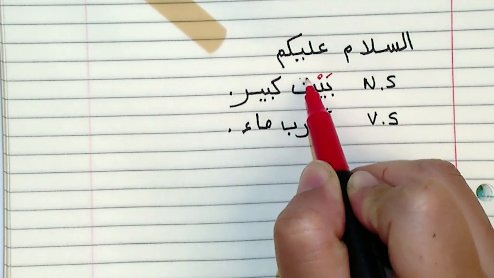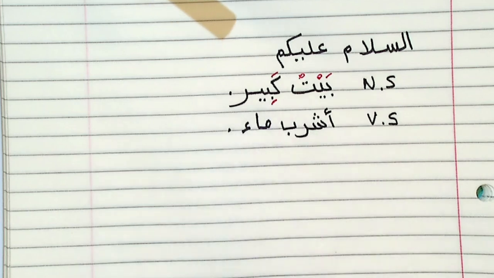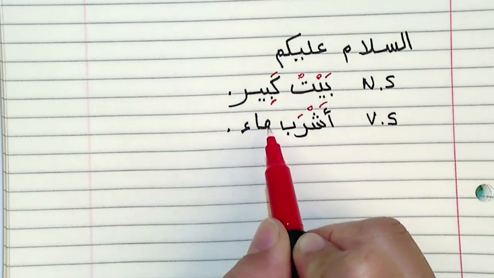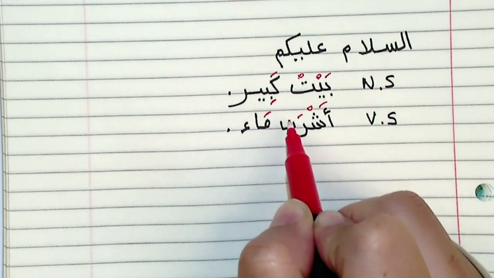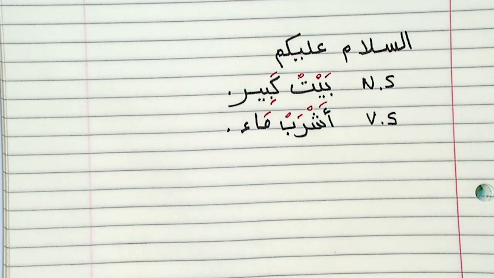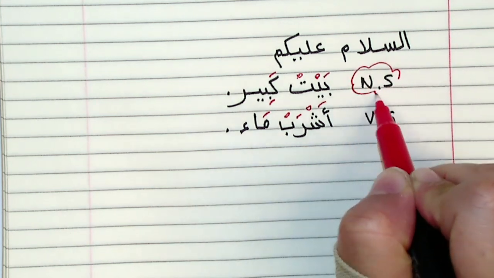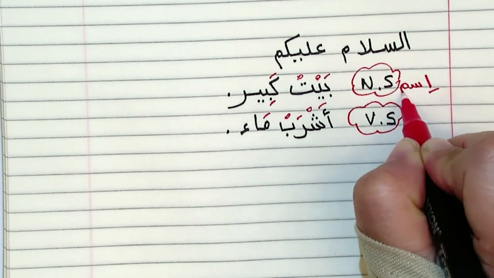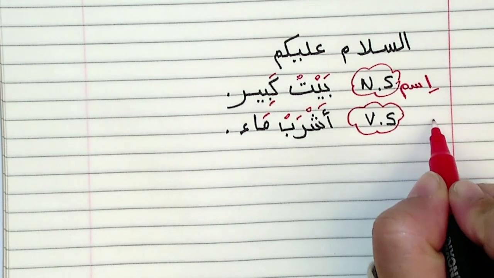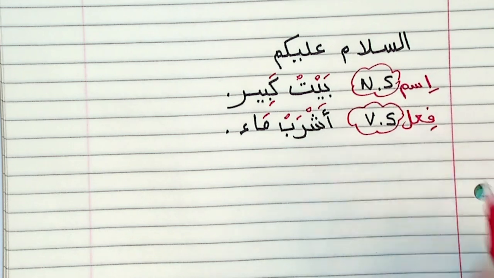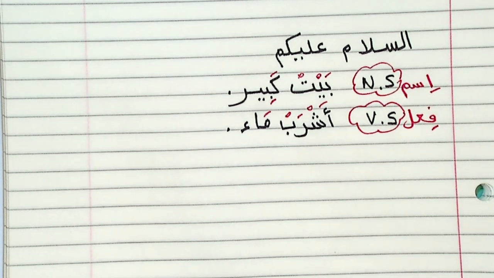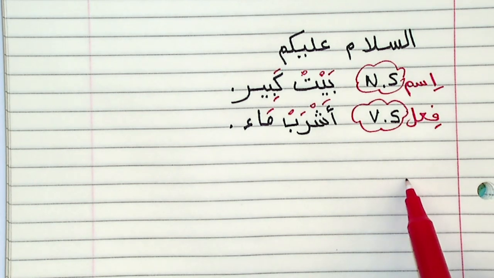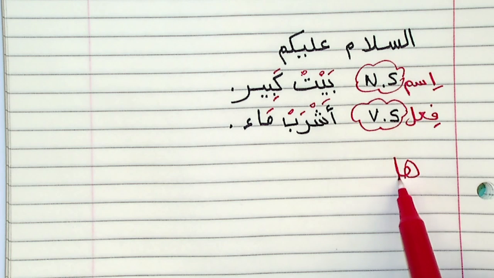I'm going to actually write the short cases on all of these. Bait kabir, ashrab ma. I'm pausing. Ashrab ma or ashrabu ma. This is a nominal sentence. This is a verbal sentence. A nominal sentence starts with ism, and a verbal sentence starts with fi'al. But I want to be able to use these in conversations. One way to use this in a conversation is by using hal.